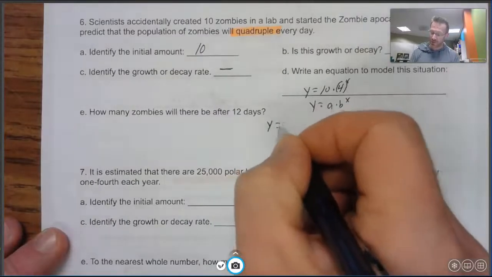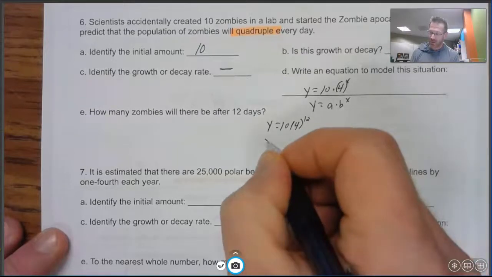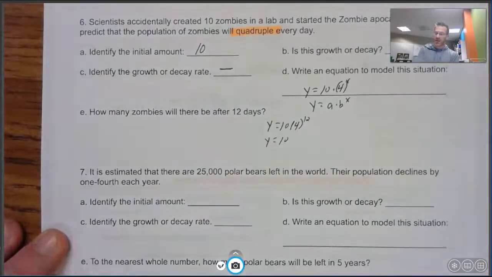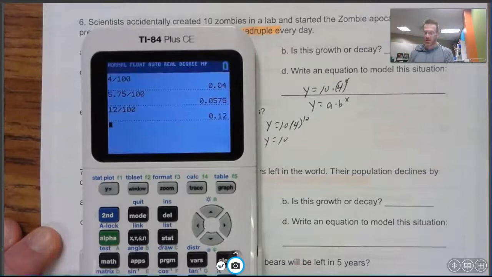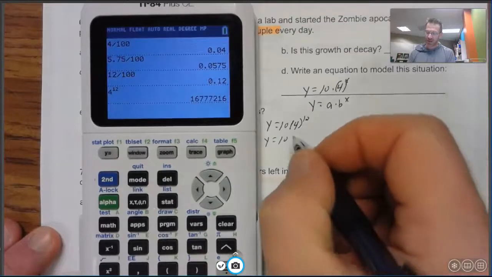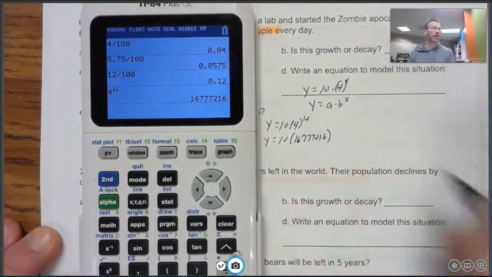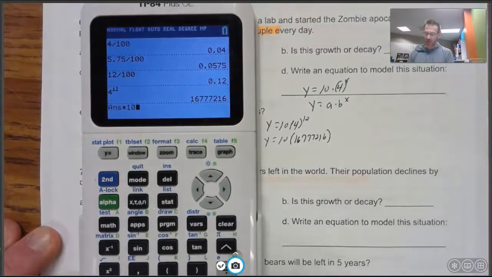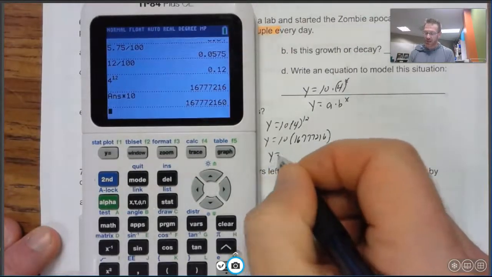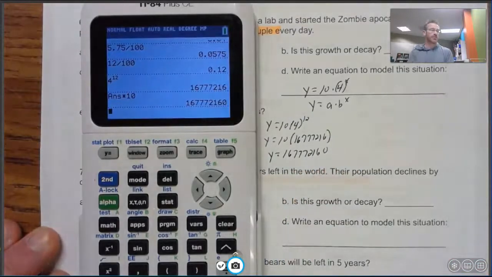Well, I would do Y equals 10, and then I'd have 4 to the 12th power. And then once again, be familiar with your tools. So once again, the caret key here, that's your power key. So 4 to the 12th, that's a lot of zombies. 16,777,216. And then I have to multiply that by 10. And so we have a lot of zombies running around.